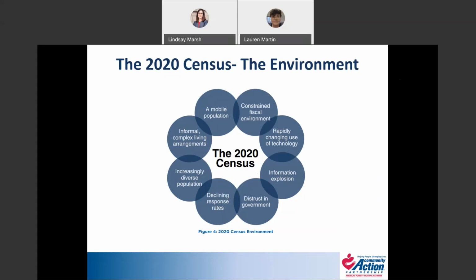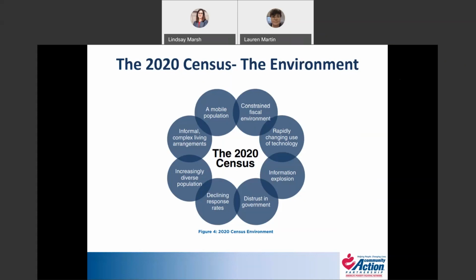We also have an information explosion, and combined with a rapidly changing use of technology, that causes a problem. If we can't cut through the clutter to tell people that they need to fill out the census and why it's important and why it is safe and why it is easy and how to do it, then we're having trouble getting out of the starting gate. So we have to cut through all that clutter.